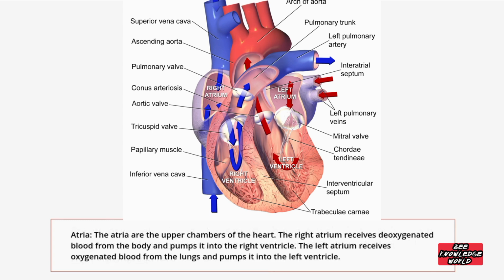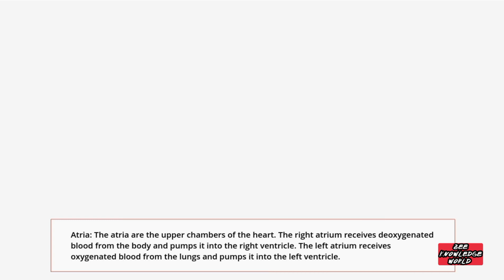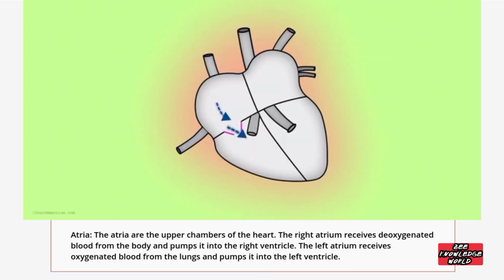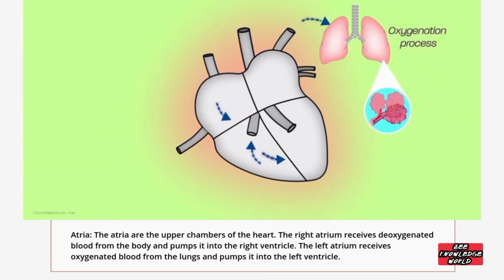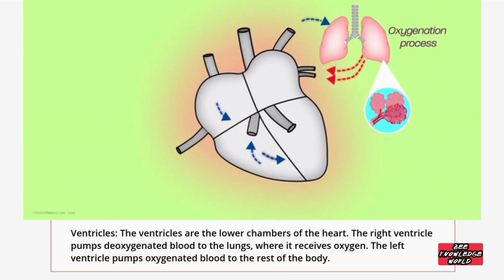Atria. The atria are the upper chambers of the heart. The right atrium receives deoxygenated blood from the body and pumps it into the right ventricle. The left atrium receives oxygenated blood from the lungs and pumps it into the left ventricle.